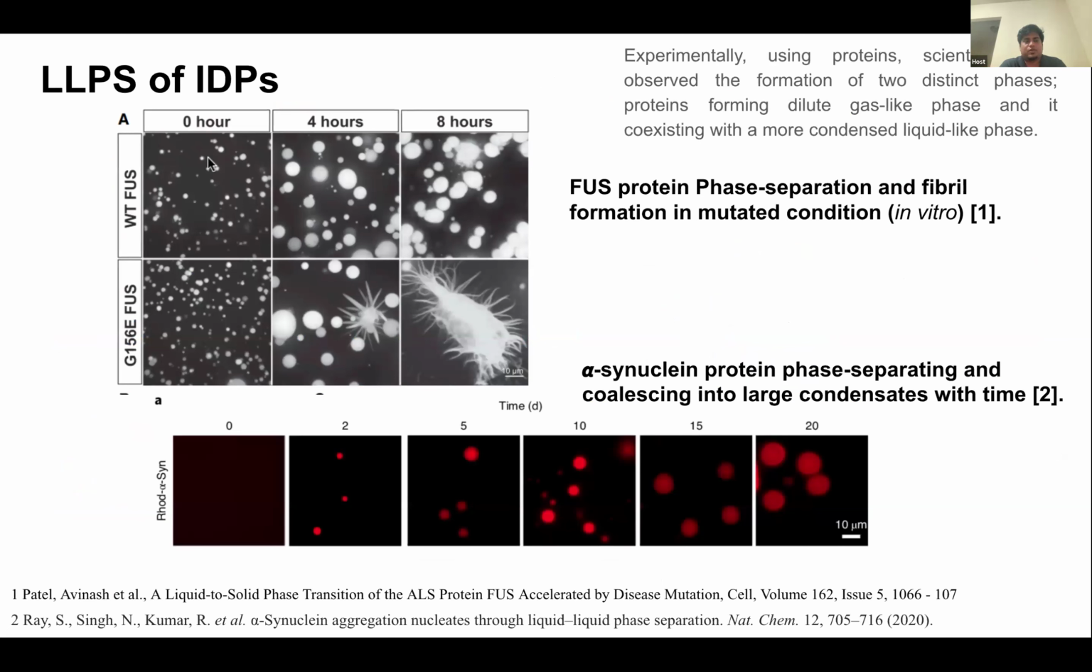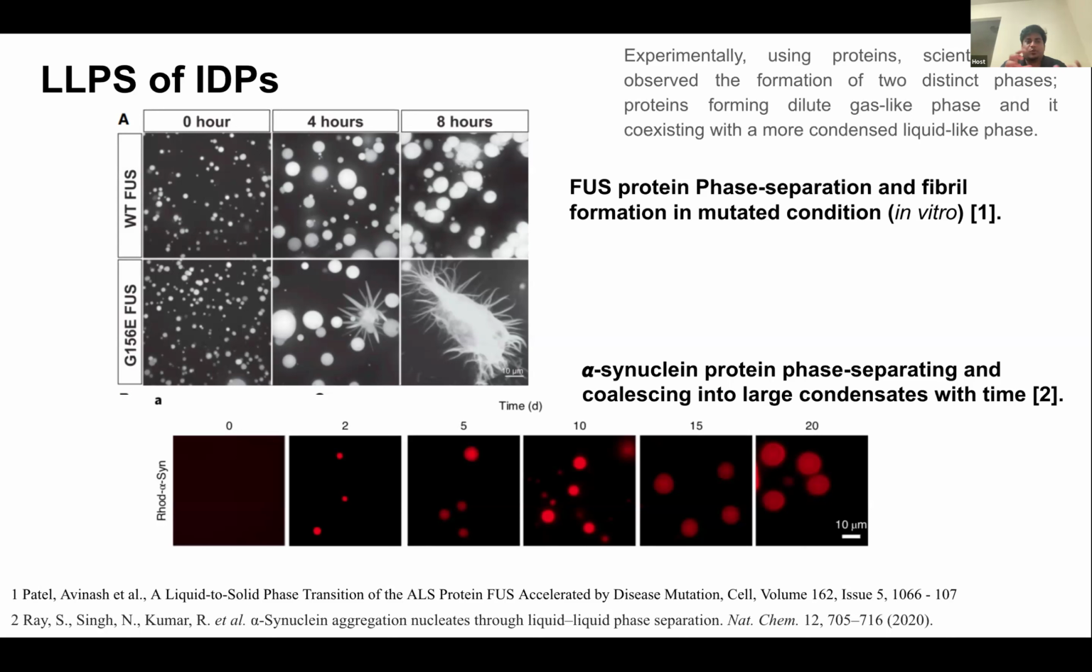So first we'll see what problem we wanted to look at. There are many proteins which are responsible for many neurodegenerative diseases like ALS and Alzheimer's. These are formed because these proteins aggregate and form an odd structure which disrupts the function of the protein itself. So this aggregation is led by phase separation.